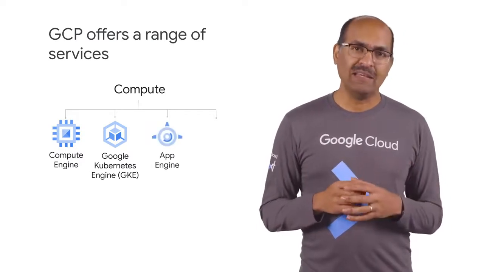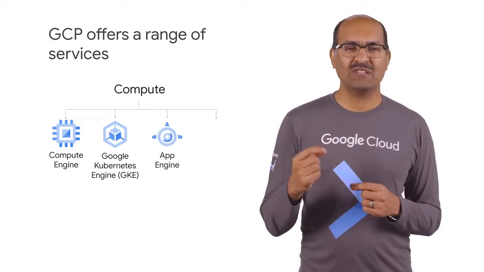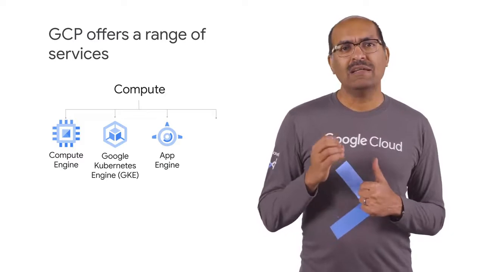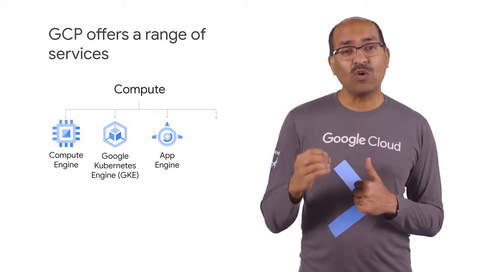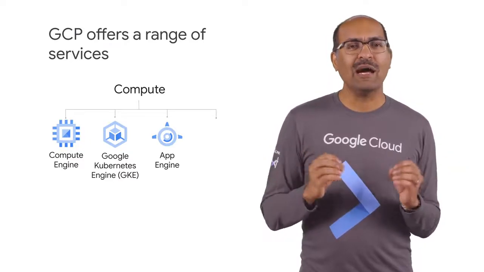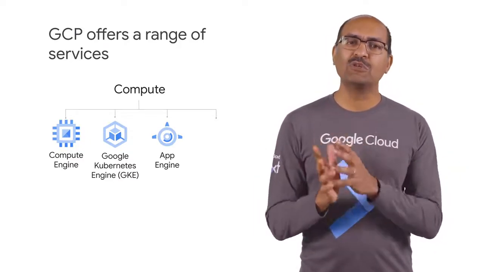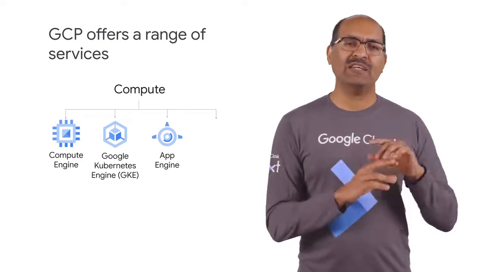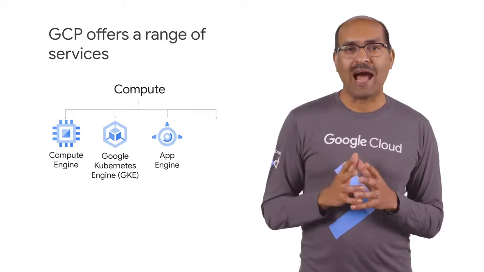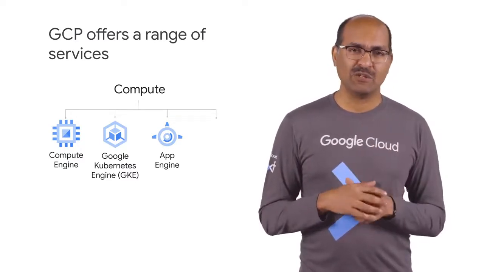App Engine is GCP's fully managed Platform as a Service, or PaaS, framework. That means it's a way to run code in the cloud without having to worry about infrastructure. You just focus on your code and let Google deal with all the provisioning and resource management. You can learn a lot more about App Engine in the specialization Developing Applications in Google Cloud Platform.